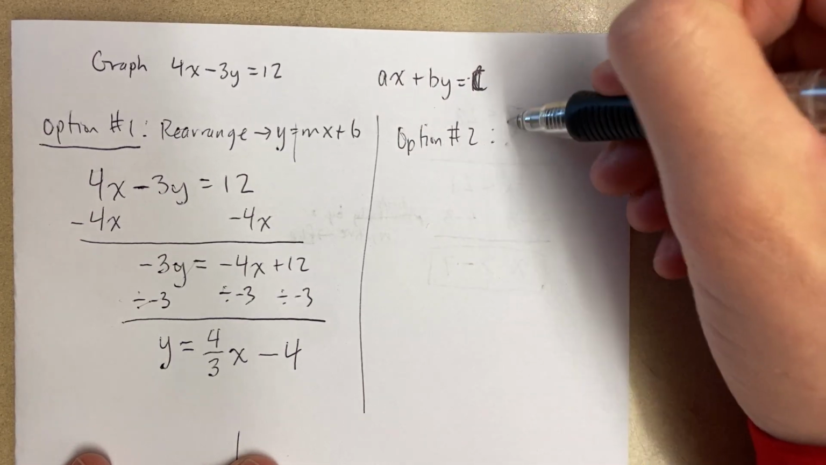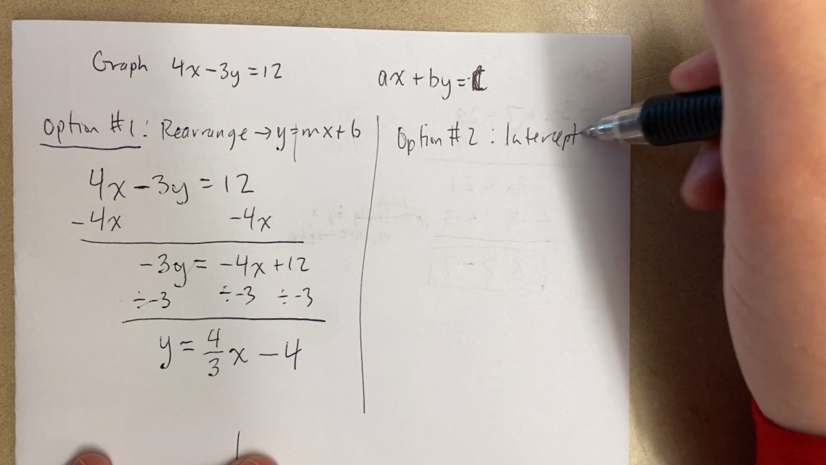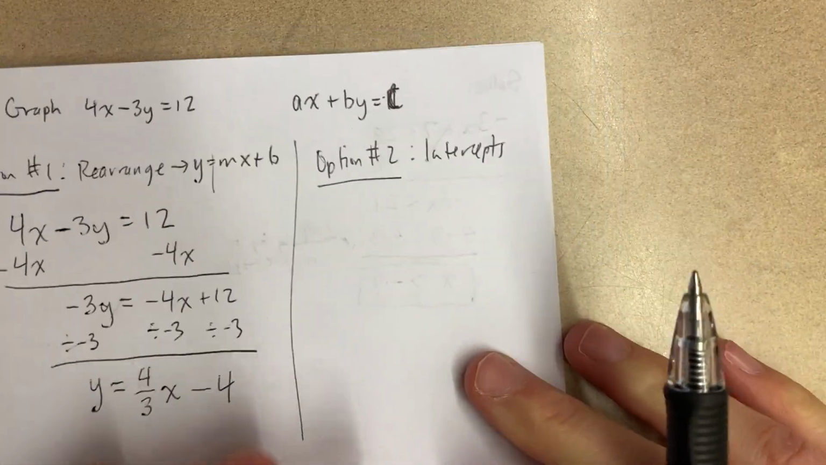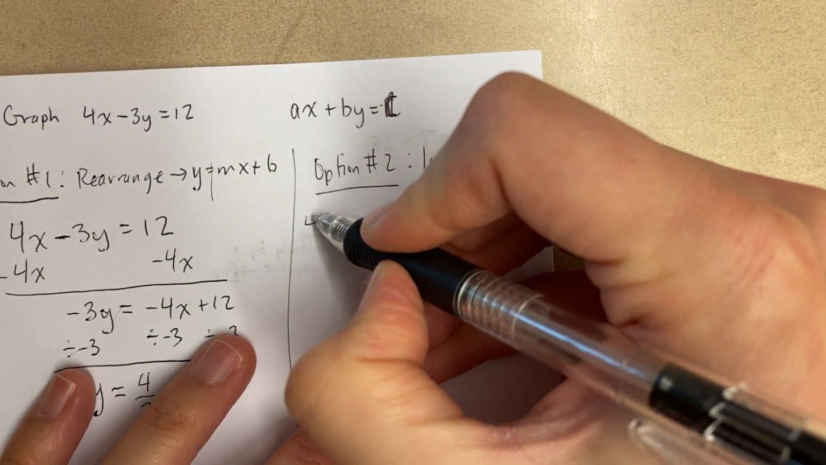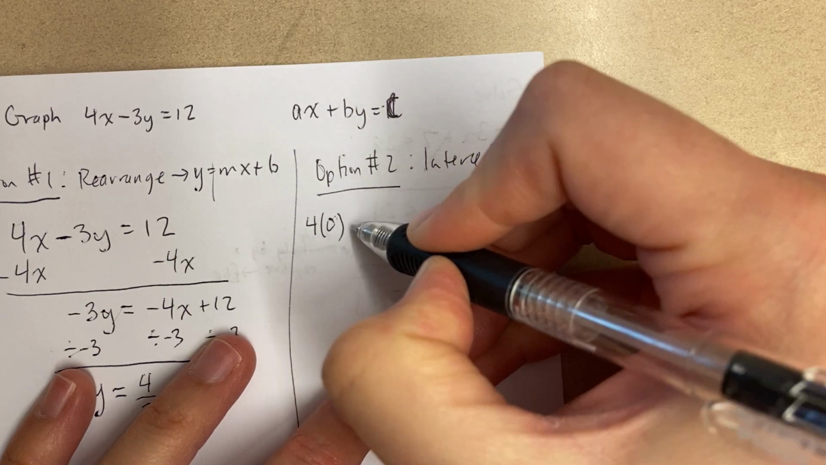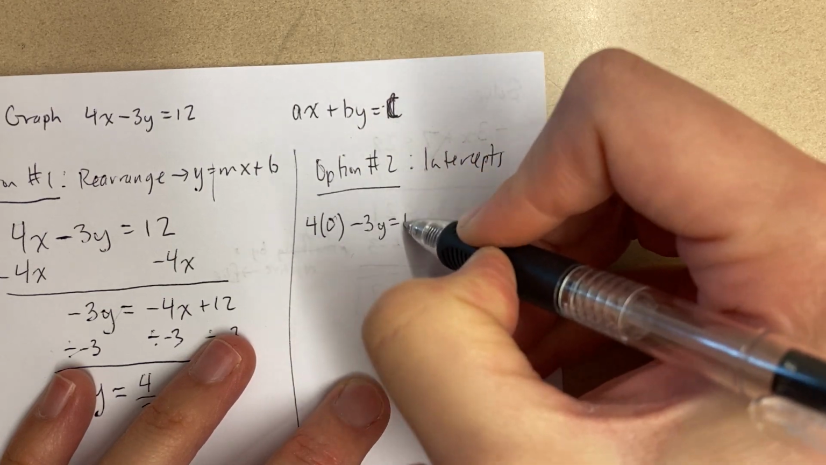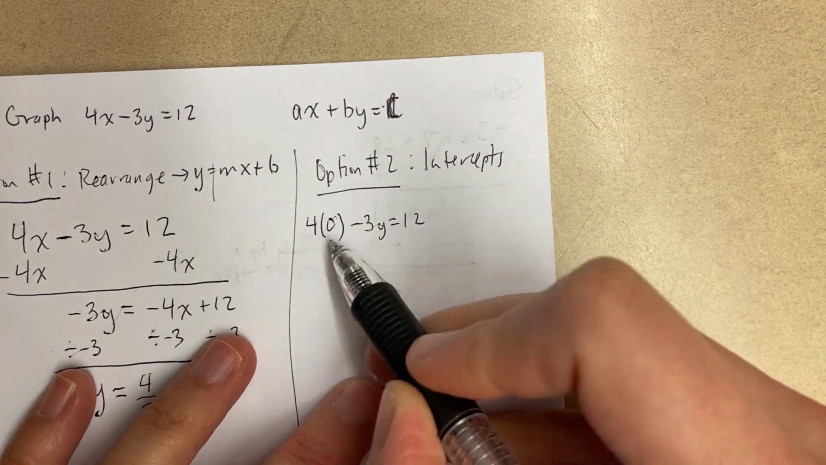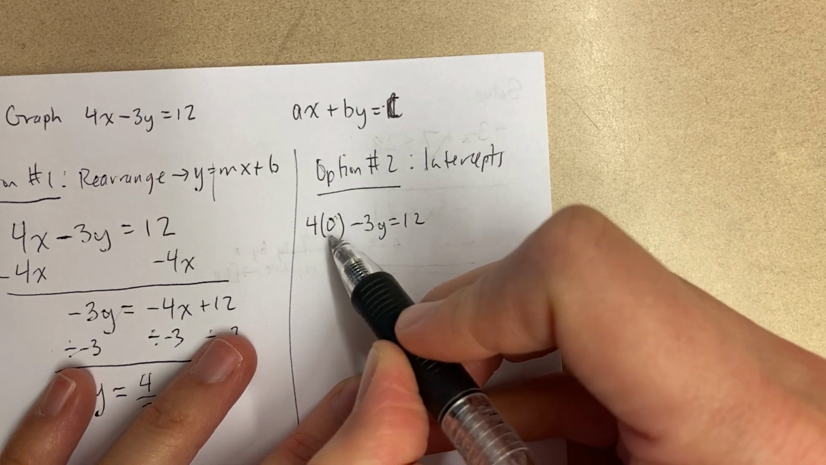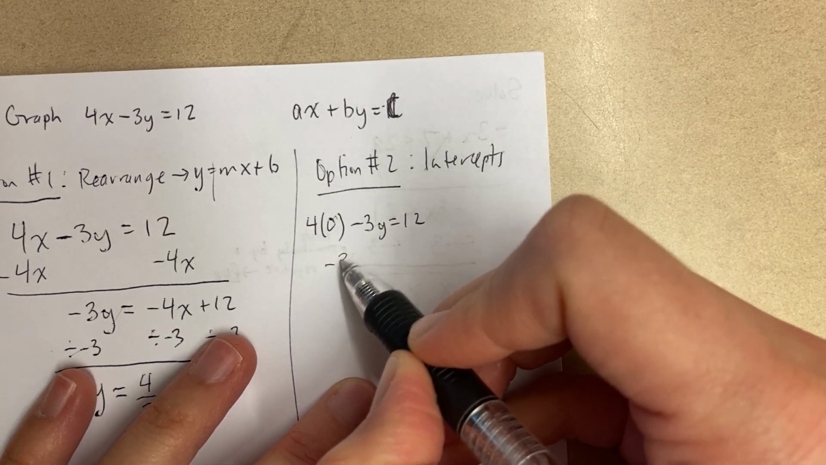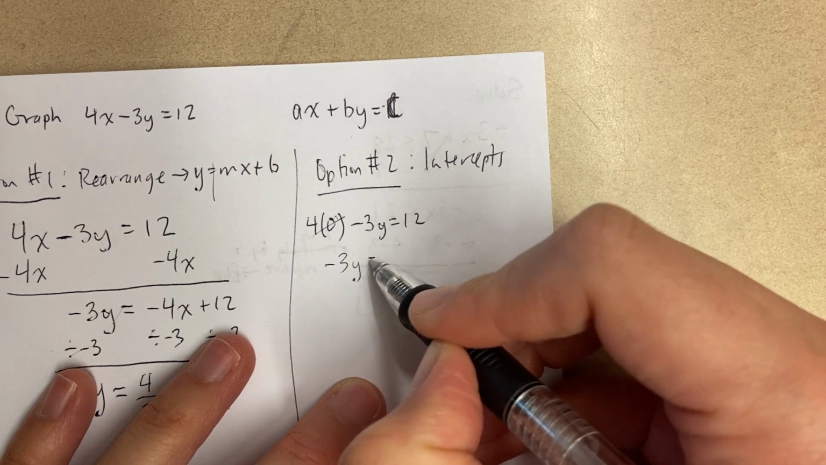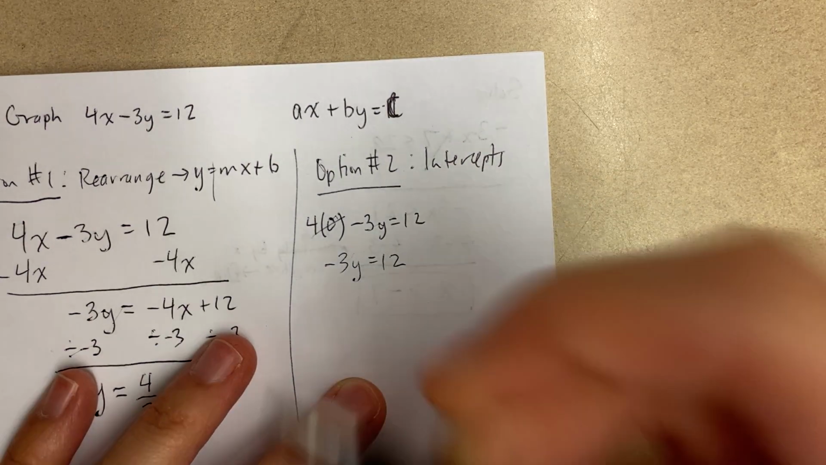Here's your second option. Option number 2 is to use the intercepts. Okay, and here's what that looks like. I take the equation and I plug in 0 for x first. Okay, and it actually doesn't matter which one goes first. Let's say I plug in 0 for x. Okay, 4 times 0 is 0, so this term just kind of eliminates. Okay, I'm left with this.